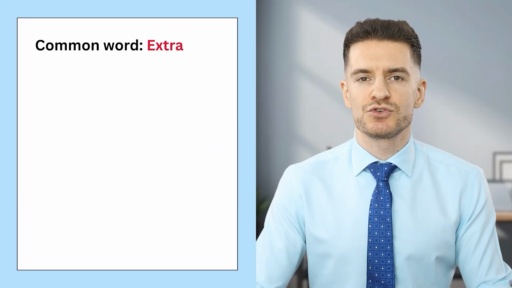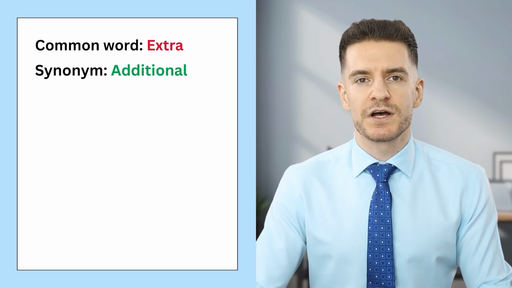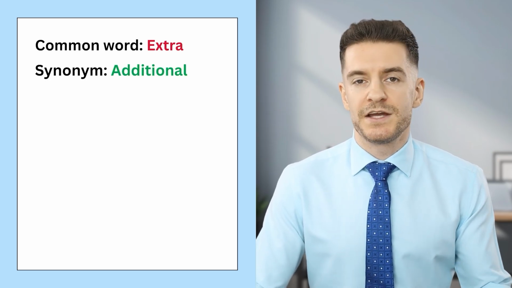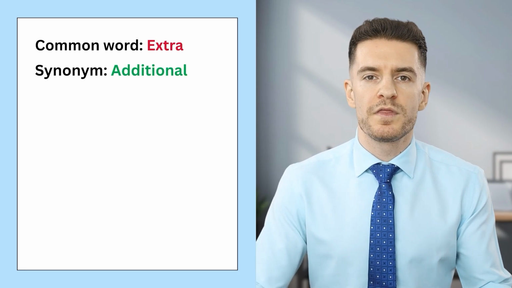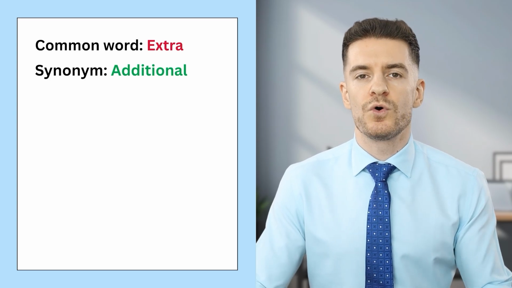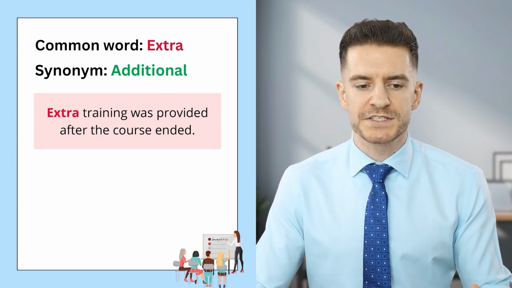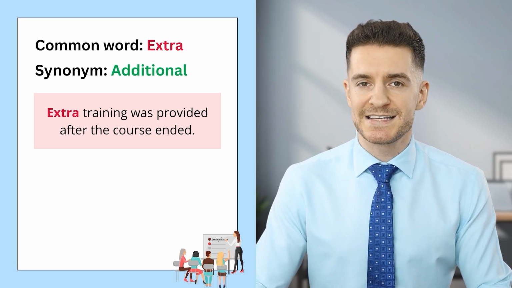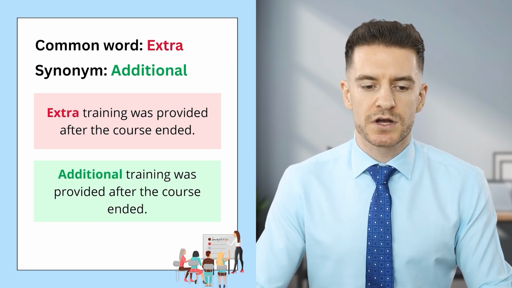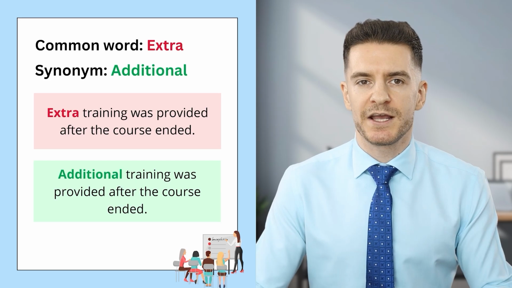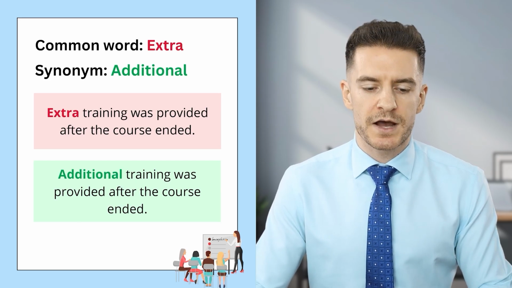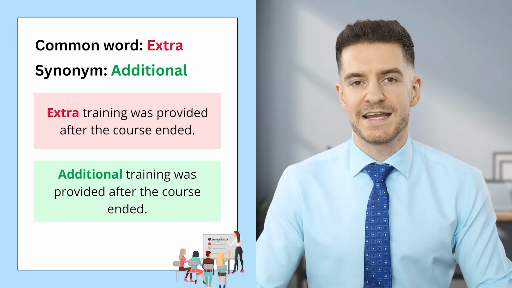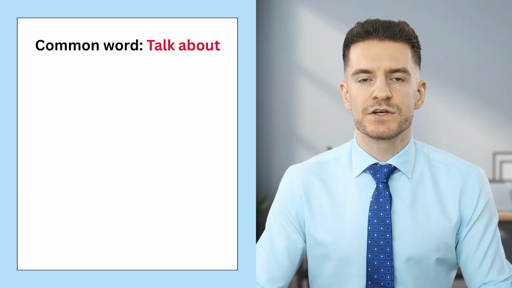Moving to word 16 now, which is extra. Okay, instead of using extra, you can use the word additional. Additional simply means more than what is usual or expected. For example, extra training was provided after the course ended. Well, instead of saying extra, we could say additional training. Additional training was provided after the course ended. Moving to word 17, which is talk about.